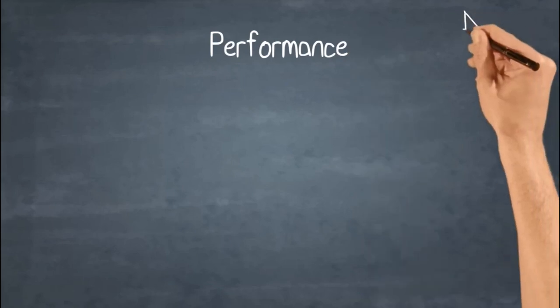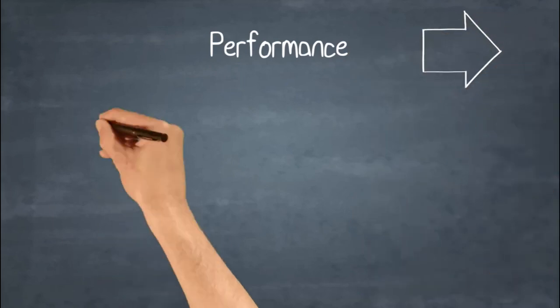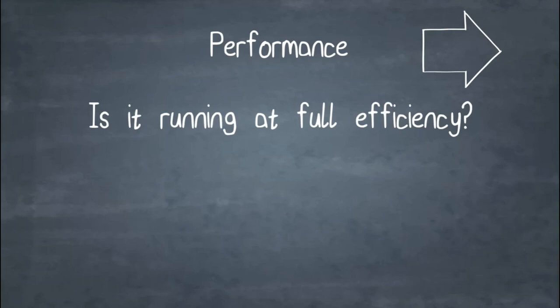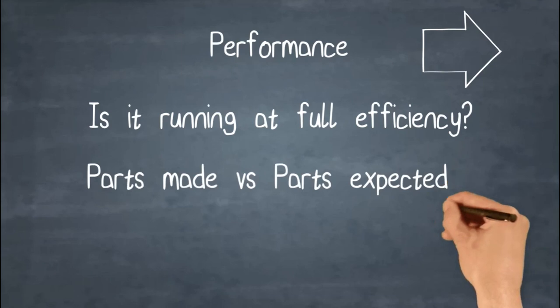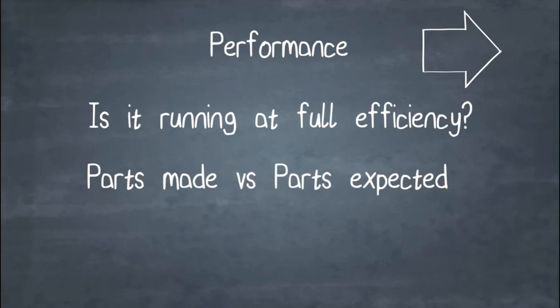So the next factor is performance, which is, is the machine running at full efficiency? This is calculated by comparing the outputs of the machine against a theoretical maximum output of the machine. So if on an ideal cycle time it was making 10 parts an hour and it's actually making 8 parts an hour, then that's an 80% efficiency.